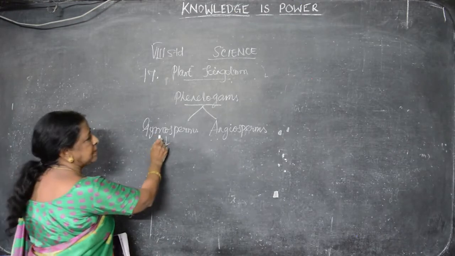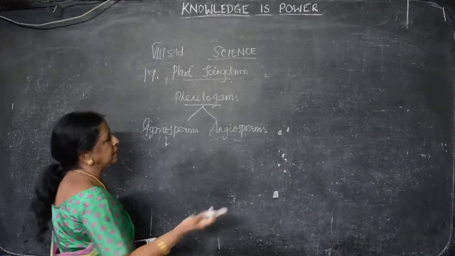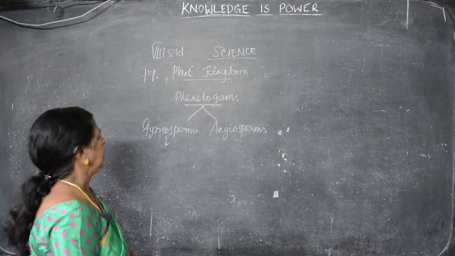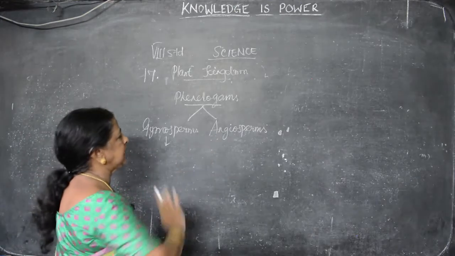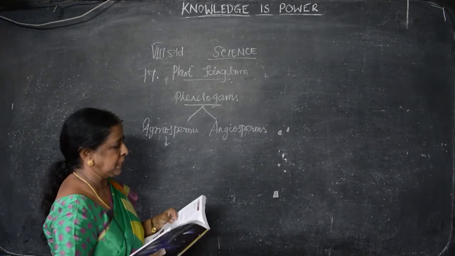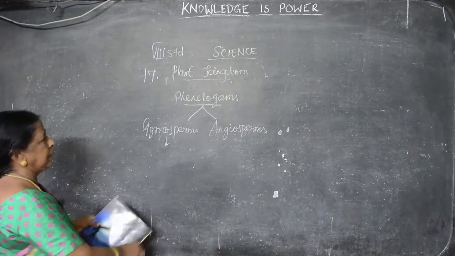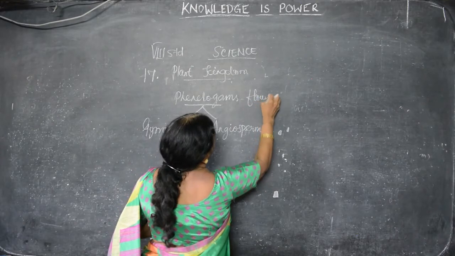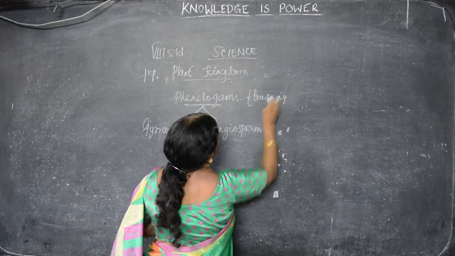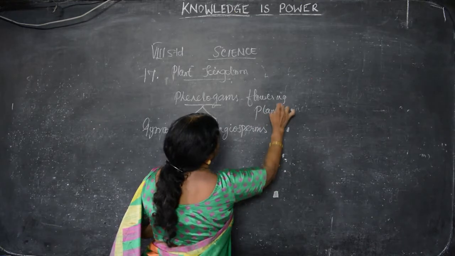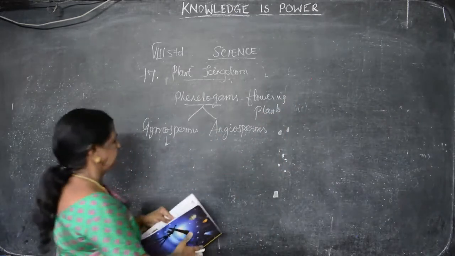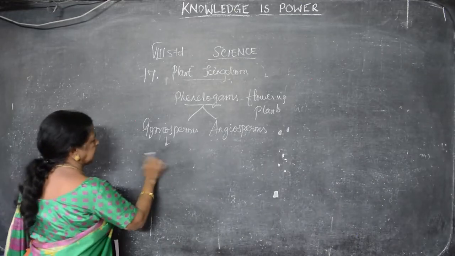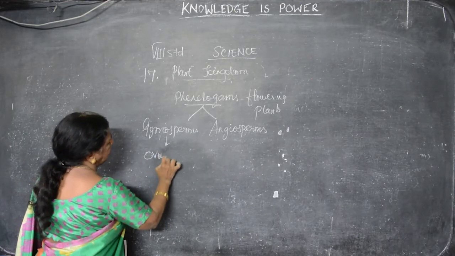Gymnosperm is naked seed, that is, the seed can be easily seen. In the other, the seed is covered, so the seed is closed. Here it is naked, open. We will see the examples for that. Gymnosperm is a seed plant. Phanerogams, as I said, are flowering plants. They bear the seeds. Here the ovule is the seed, nothing else.